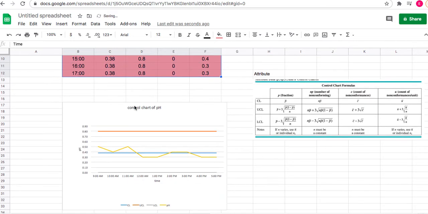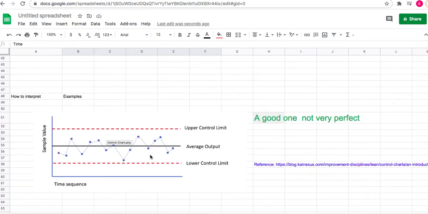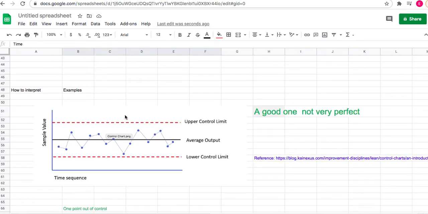Once you have a good control chart, you need to interpret it. For a perfect control chart indicating everything is in control, you need to have all the points fall within the control limit, and all the points should be around the mean. No points should be outside the control limit. And the perfect one is that you have the same number of points above and below the center, which is the average. All the points should be distributed randomly in the chart, and they are close to the average.